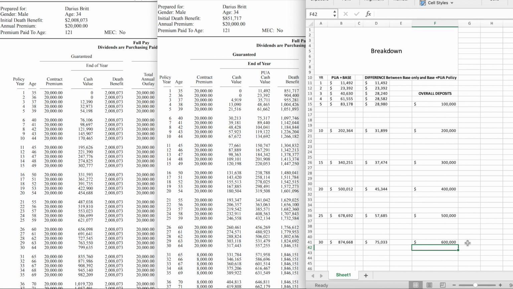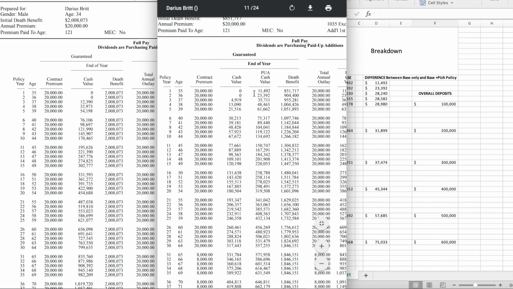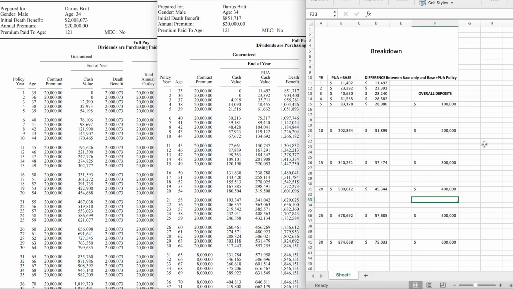Now, why is this information important to you? We think that it's important for you to know how a traditional whole life insurance policy performs versus a policy that has a paid up additions rider on it. Just so again, you can know this information in order to be able to make informed decisions.